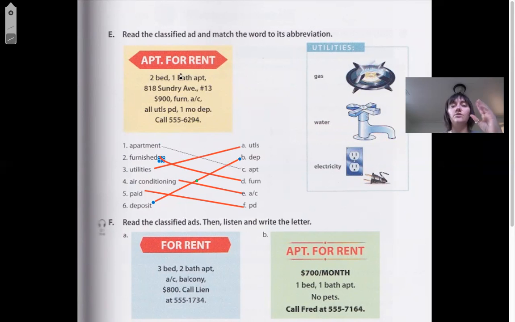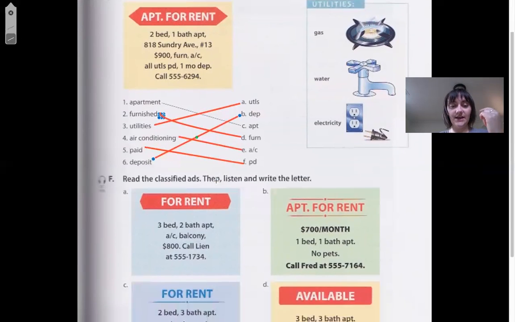So we have all of these. So now we can read this apartment for rent and we can see the shortened abbreviations and say the word. So 2-bedroom, 1-bathroom apartment, 818 Sundry Avenue, number 13. $900, furnished, air conditioning, all utilities paid, 1 month deposit. And then you can say call 555-6294. So that's the phone number. Good, so we got that.